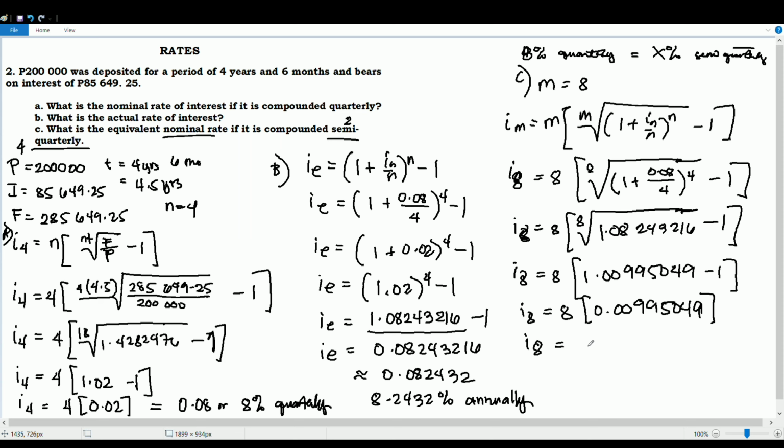We have to get the product. Multiplying it by 8, in 4 decimal places, we have 0.0796 or 7.96% semi-quarterly. Now, our 8% quarterly, 8.2432% annually, and 7.96% semi-quarterly will give the same amount of interest if we use our principal equal to 200,000 pesos and a period of 4 years and 6 months, or 4.5 years. They are all equal in terms of the amount of interest, though the values of the rates are different.